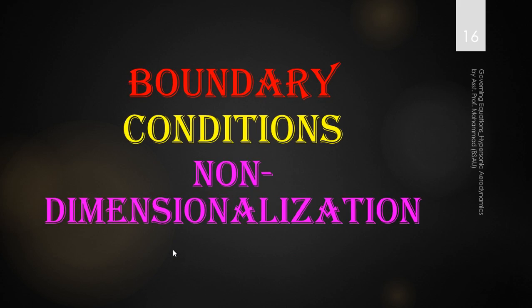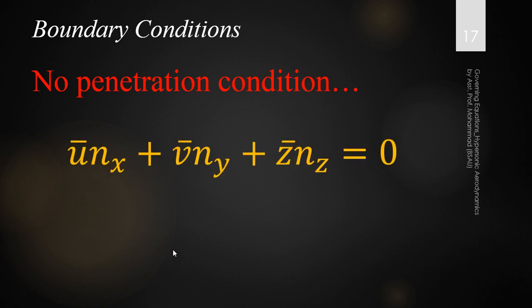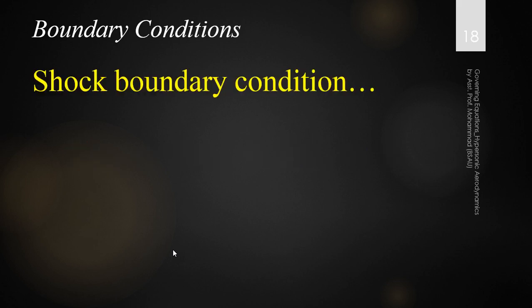Now this boundary condition 2 needs non-dimensionalization. So let us try to non-dimensionalize this. No penetration condition, we have already seen the non-dimensional equation: u, v and w become non-dimensional, and the common factor, the reference velocity divided by V infinity, is again common, and then it becomes multiplied with 0, it becomes 0 actually. So we have already done the non-dimensionalization for the no penetration condition. We have seen this thing. Let's go to the shock boundary condition.